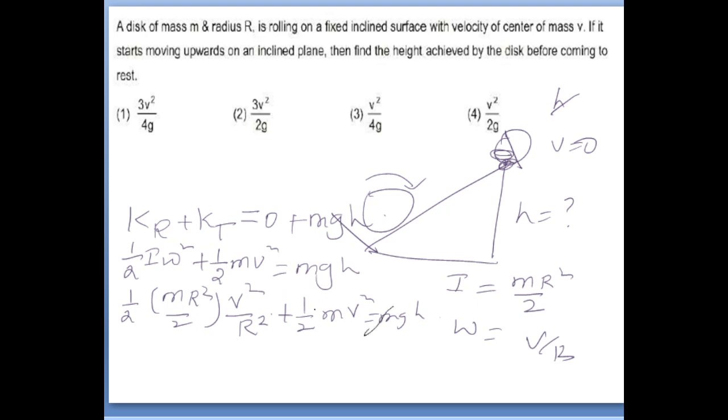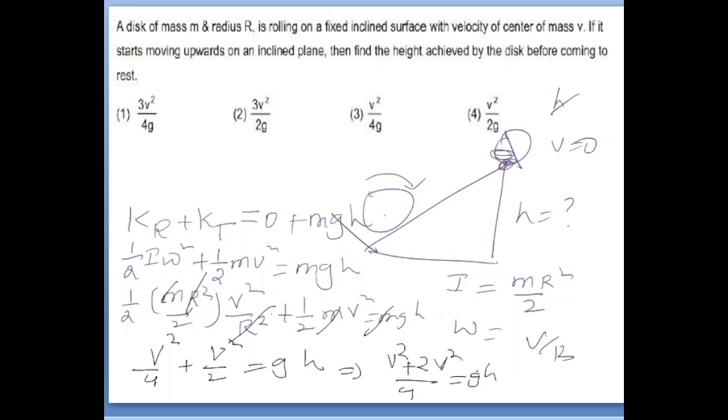Now you can see here, m cancels. r square gets cancelled. You will get v square by 4 plus v square by 2 is equal to gh. So LCM 4, it will be v square plus 2v square equal to 4gh. So which means your h equals 3 v square by 4g. So your option 1 will be correct. Okay, whoever got this option, that will be your correct answer. So hope you understand this, guys.